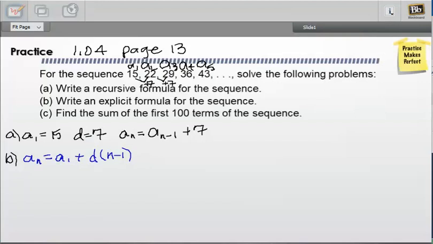Hello, Trinity and Priscilla. So A sub n, my first term is 15. My difference is 7. And then I'm going to distribute that 7 to the n minus 1. So that's my explicit formula. All right, let me go back to black ink here.